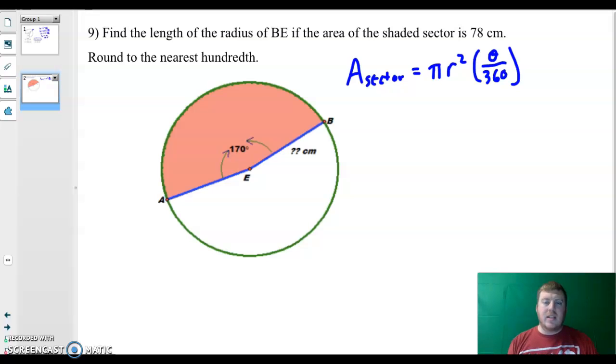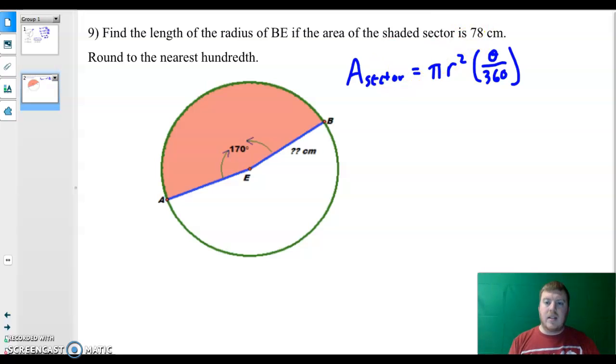In this problem, we've changed up what we're asked for a little bit. Instead of finding the area like we did in 1 through 8, we're actually asked to find the radius. So we're going to use the same formula: the area of the sector equals pi r squared times theta over 360. We're just going to plug in what we know and find a different variable this time.